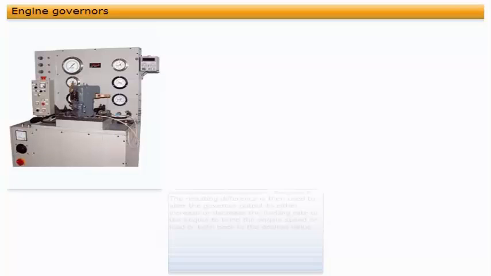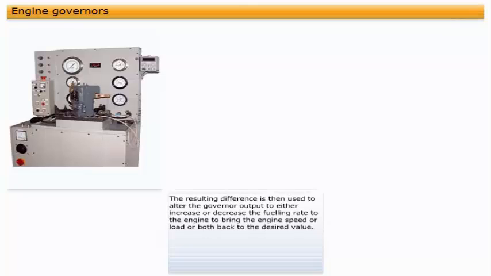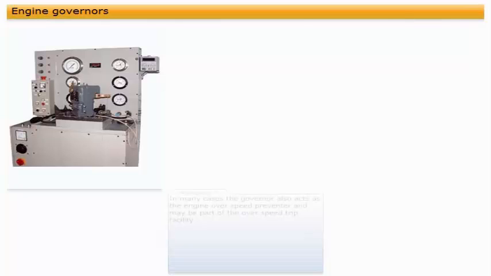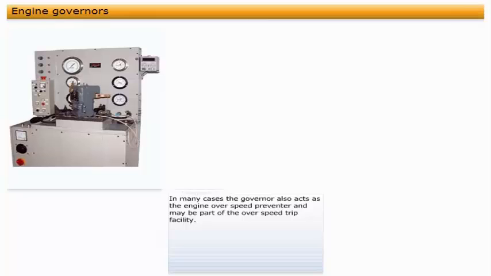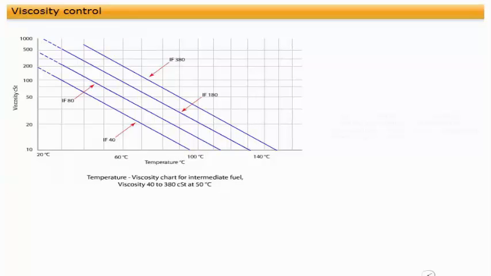A measured value is compared to a set or desired value, usually either engine speed or load. The resulting difference is then used to alter the governor output to either increase or decrease the fueling rate to the engine to bring the engine speed or load, or both, back to the desired value. In many cases, the governor also acts as the engine overspeed preventer and may be part of the overspeed trip facility.